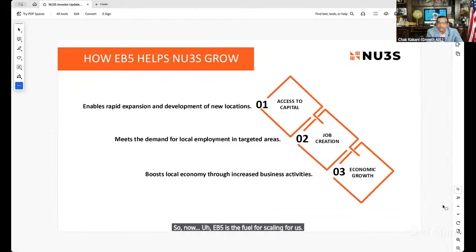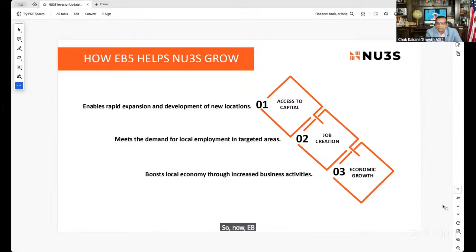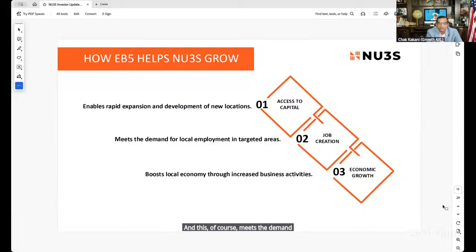And here is the difference. We did not sit and wait for EB-5 to begin building. We already built it out, right? We already have preferred debt, including founders' capital, our capital, heavily invested in this. So now EB-5 enables us for expansion, development of new locations once we remove our capital from it and replace it with EB-5. And this, of course, meets the demand for local employment, boosts local economy.